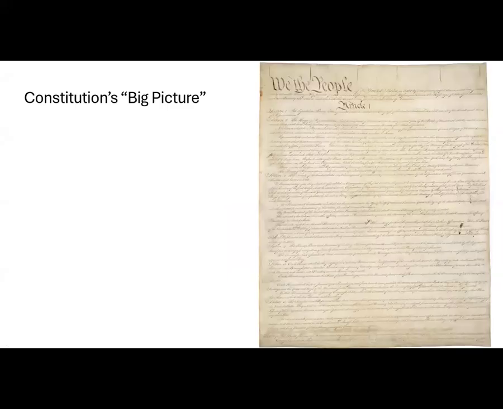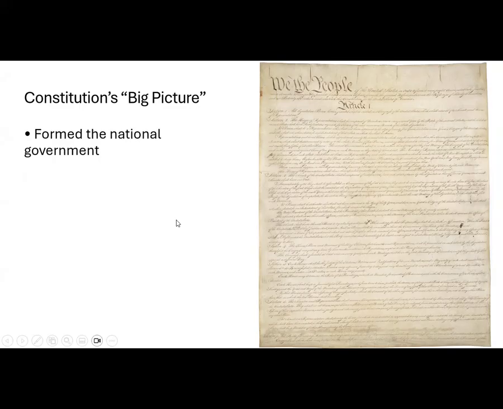So now let's step back and look at the big picture of the U.S. Constitution. And so I'll ask you this question. What is the U.S. Constitution? Now, your textbook, probably several classes that you've taken in school over the years, have taught you the answer to that question. But I want you to think deeper about it for this class. The U.S. Constitution formed a government. That was its primary purpose, to form a more perfect union.